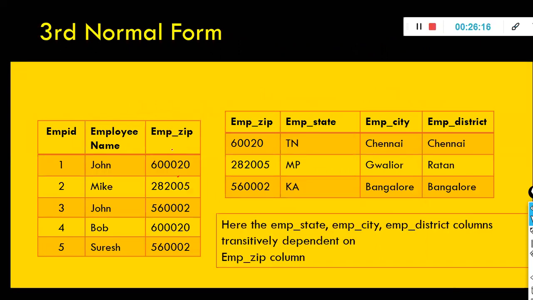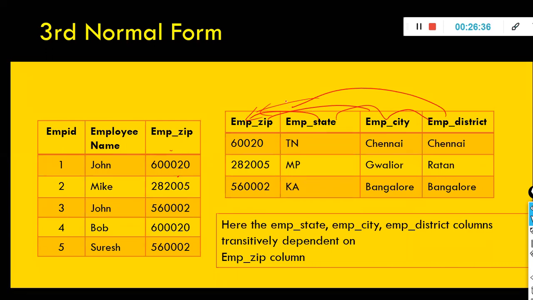So these 3 are in a single table, and these 3 depend on the zip, right? Employee zip, so put it in a separate table. Here, non-key columns are dependent on another column. It should fully depend on the primary key. That is the rule, right? It is not fully dependent.